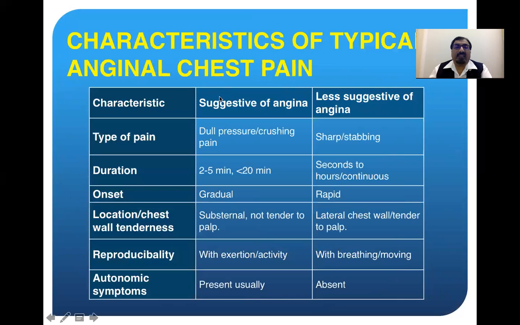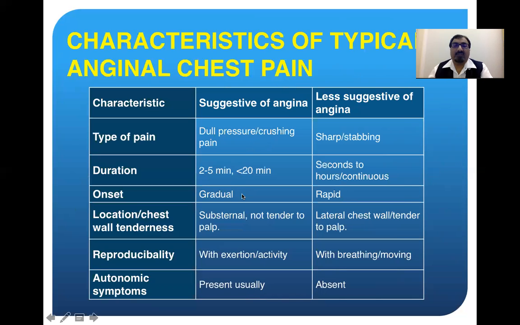There are some characteristics which we have to keep in mind during anginal chest pain. Dull crushing pain is typical of angina. Less suggestive of angina is sharp shooting pain. Duration is less than 20 minutes. Less suggestive of angina is a more continuous pain. Sometimes in anxiety neurosis, you get patients coming to you with a pain lasting for a longer duration.